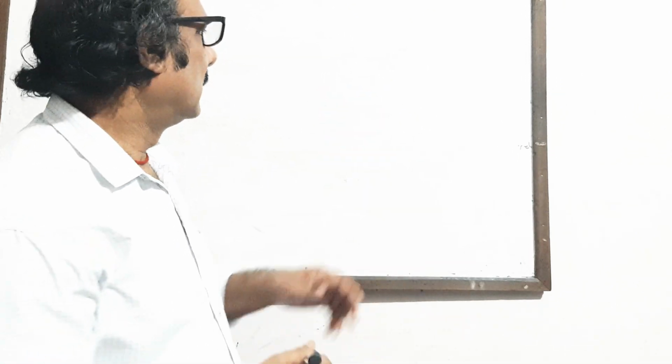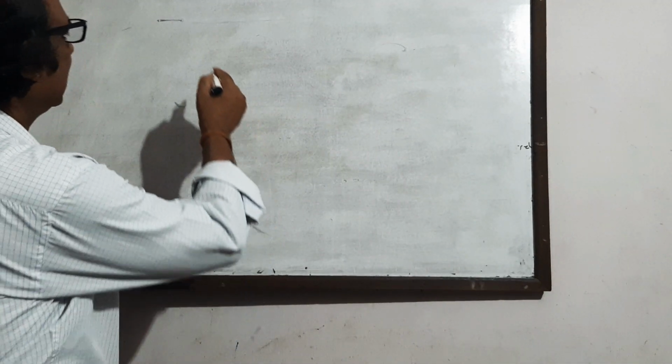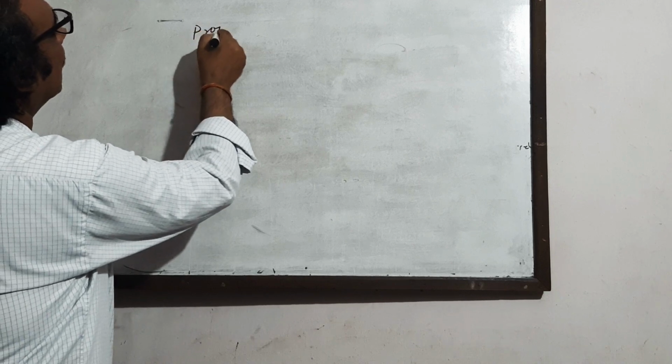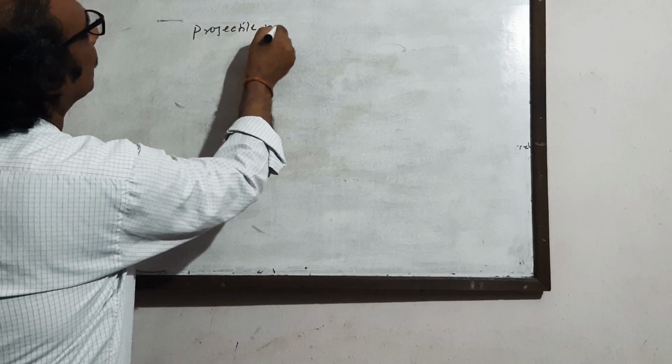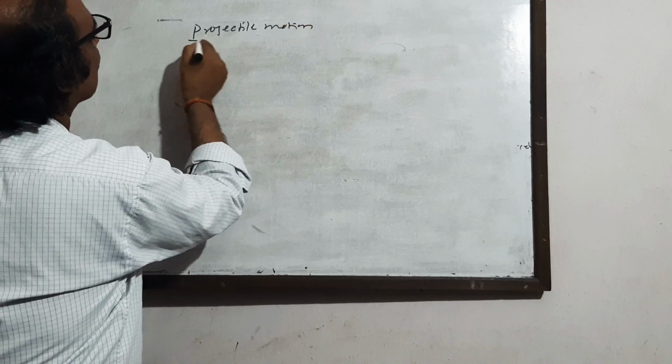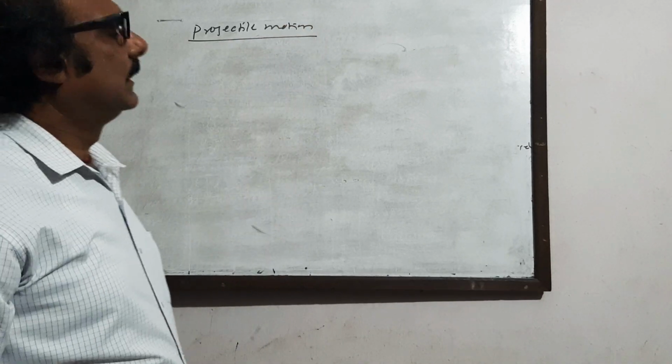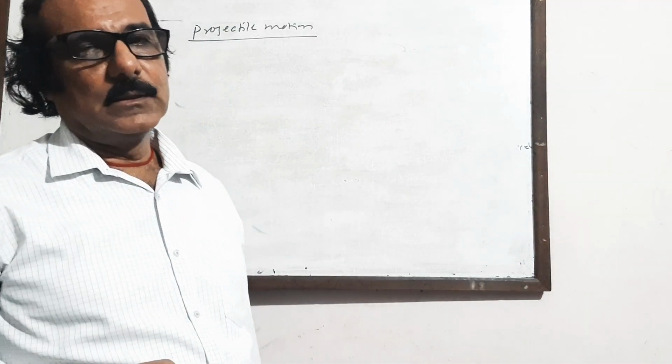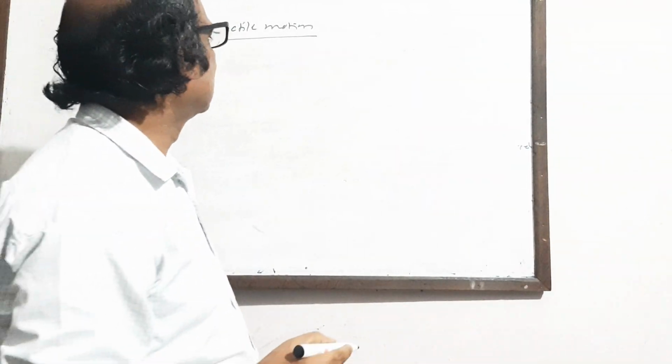Today I am going to start the motion in a plane, especially with the example of projectile motion. Let us consider the projectile or projectile motion. Look at the board here. Projectile motion is the best example of two-dimensional motion or motion in a plane.